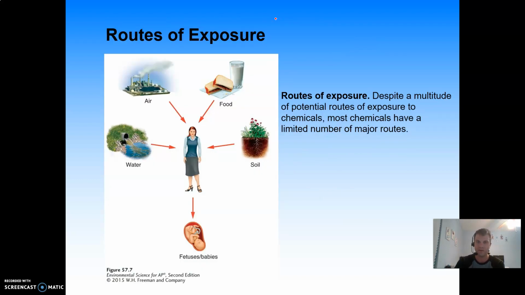So there's a multitude of potential routes of exposure in most chemicals, but despite that, most chemicals have a limited number of major routes and then we can trace it back. So some chemicals can get in through your food, some can get in through the air, some through the water, some through the soil, some from mother to fetus, that type of thing.